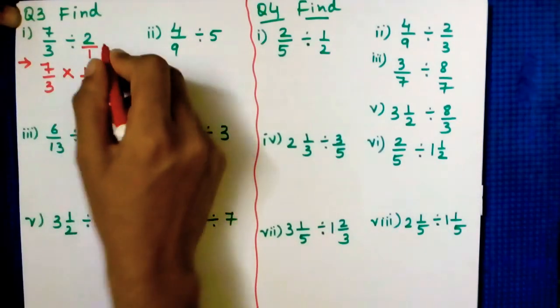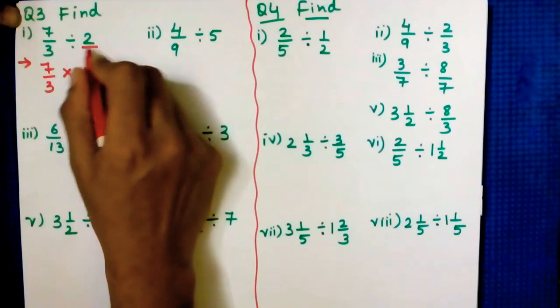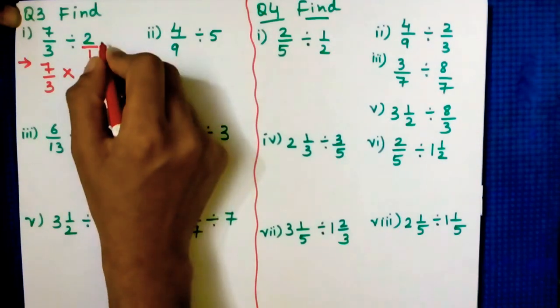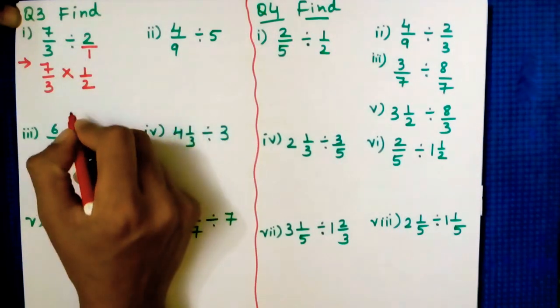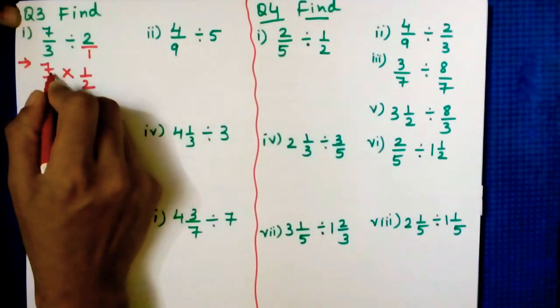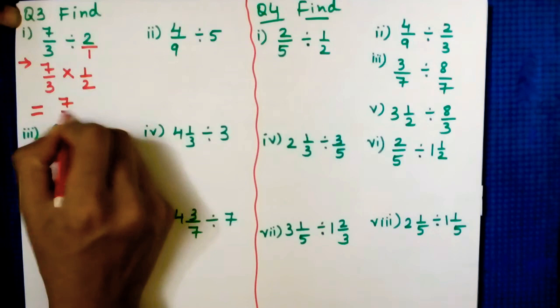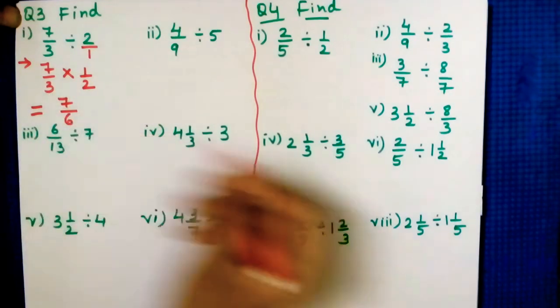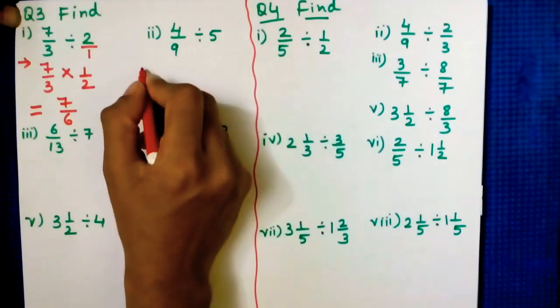It was only 2, and we have written it over 1. So now the reciprocal of 2 will be 1/2. Now cancellation is not possible, so we will multiply. 7 ones are 7 and 3 twos are 6. So 7/6 is our answer.